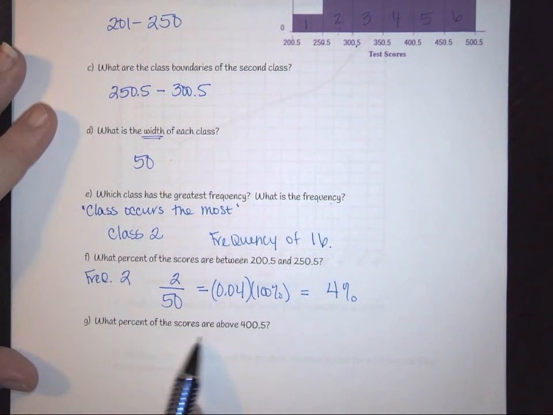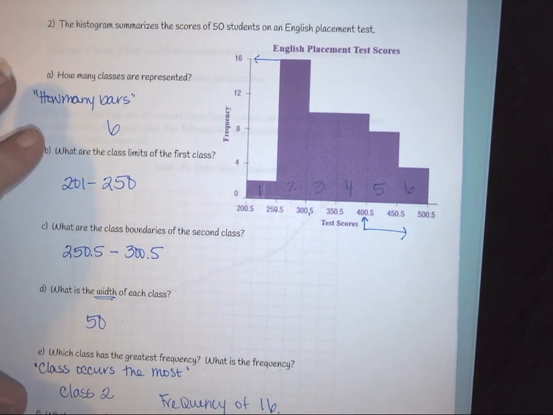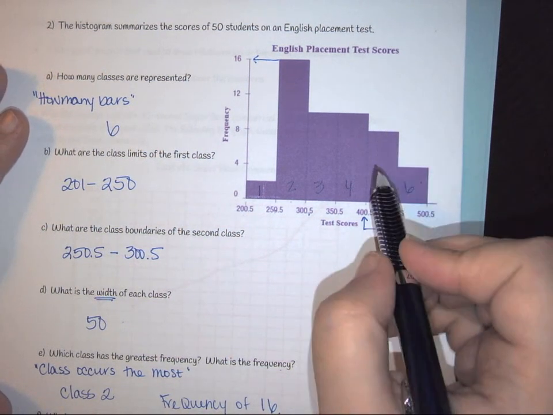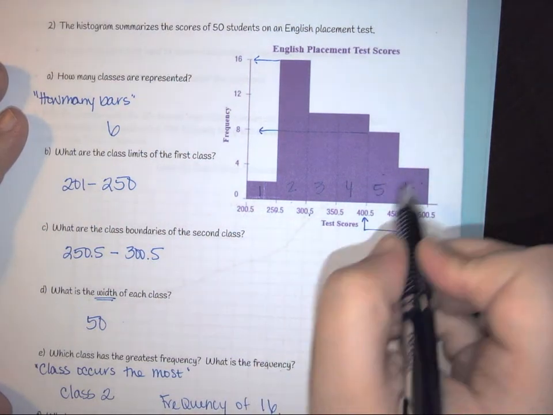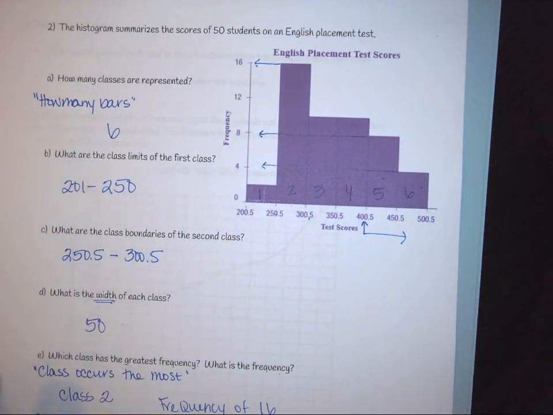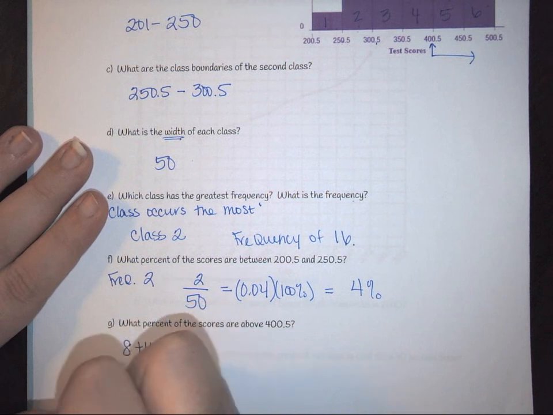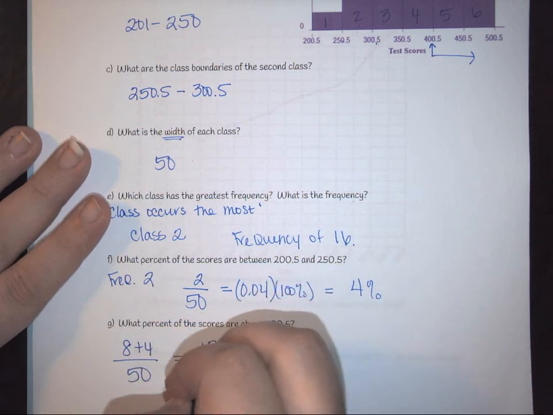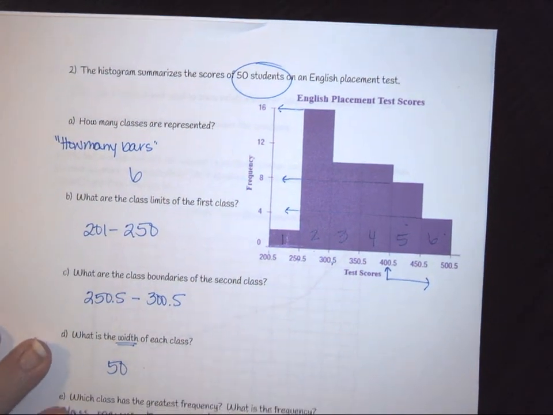The last one wants to know the percent of scores that are above 400.5. So 400.5 falls right here. So we are looking just in this direction. We need to know the number that sits at 5 and the number that sits at 6. If we look at 5, we could draw a line across, and it comes across about to 8. If we look over here at class 6 and we draw it across, we're looking at about 4. So here we are looking at 8 plus 4, and then over the 50 students. So 8 plus 4 gives me 12 over my 50 students. And where do I get 50 from? In the beginning, we had a total of 50 students.